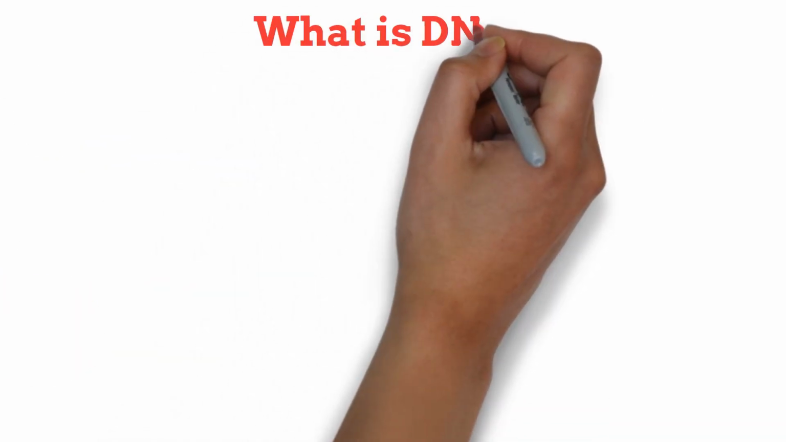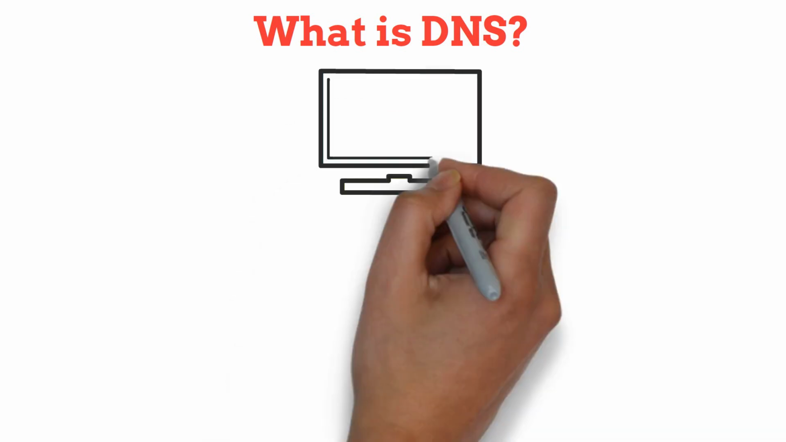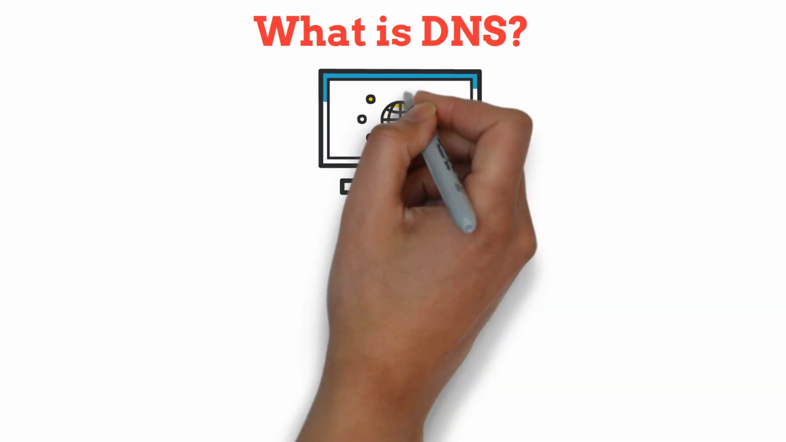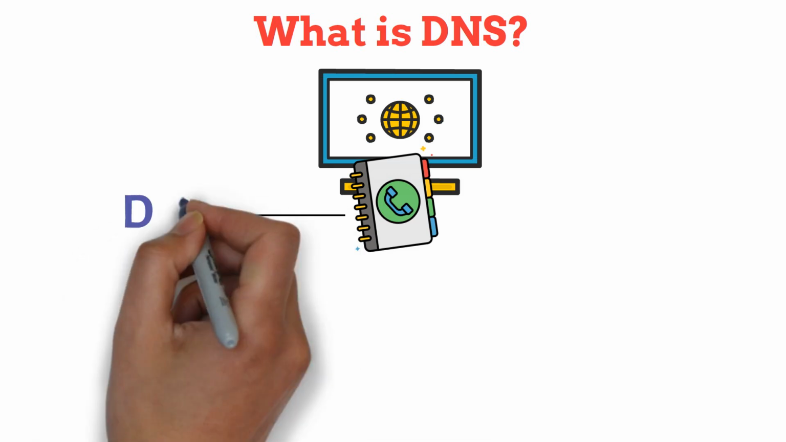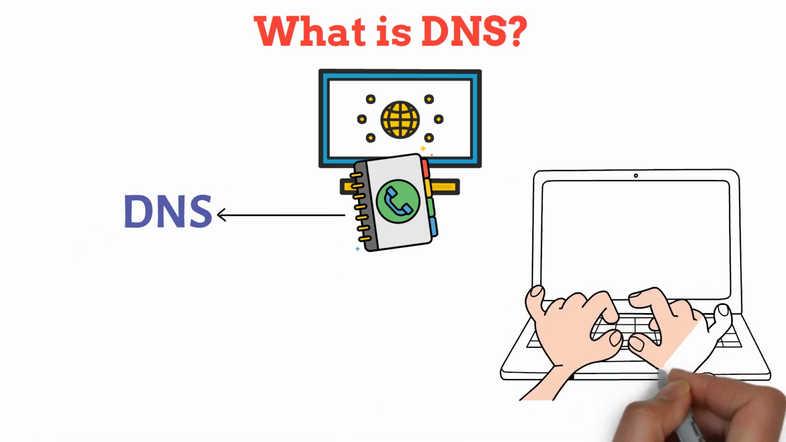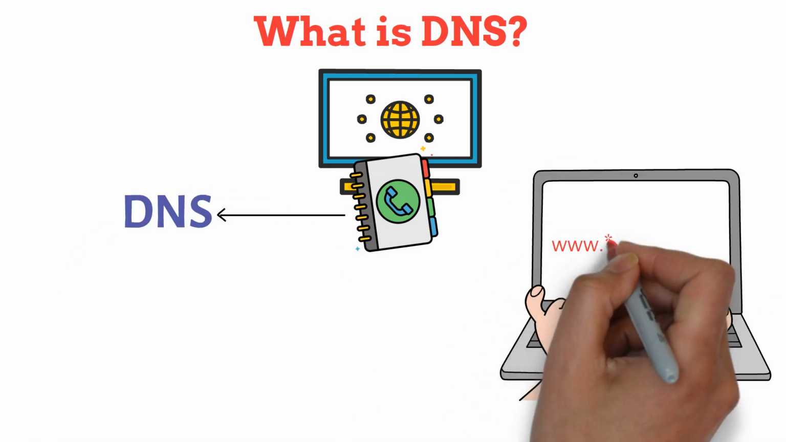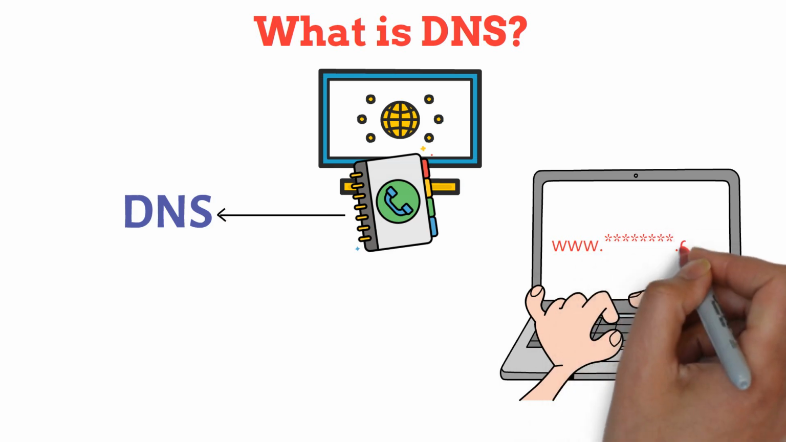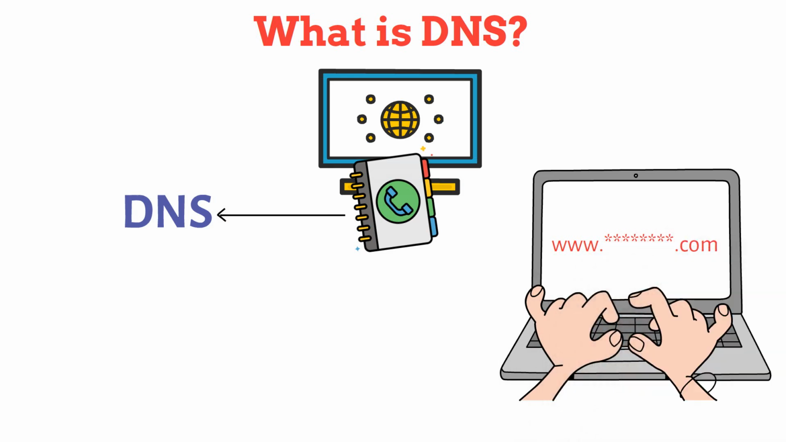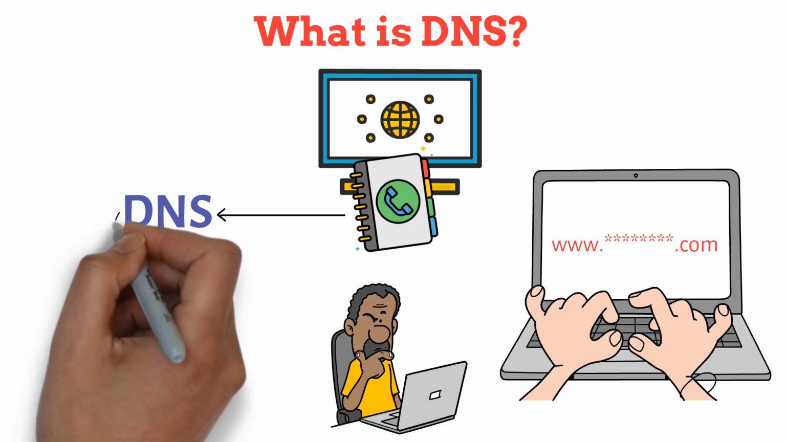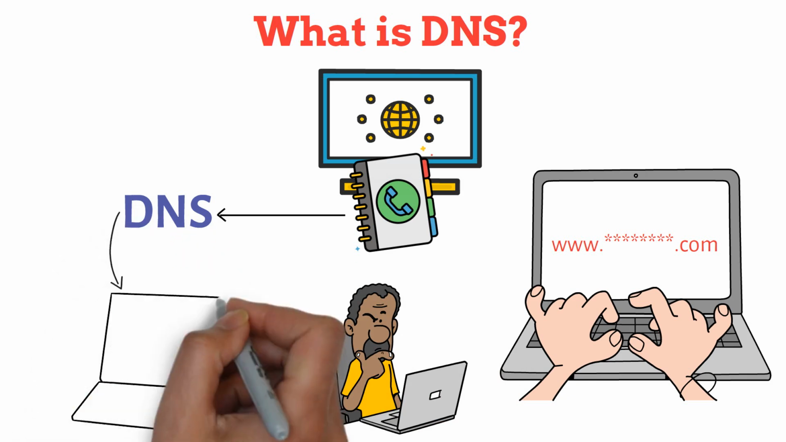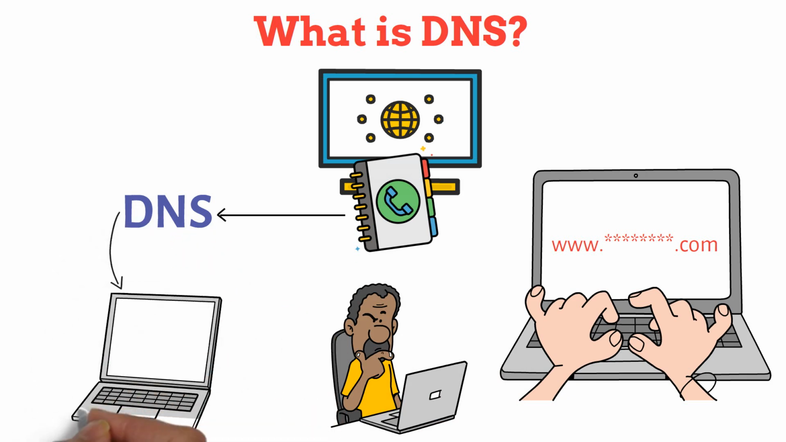So, what is DNS? Imagine the internet is a giant phone book. DNS is like the phone book of the internet. It's what allows us to type easy-to-remember website names like www.example.com instead of long, complicated IP addresses like 192.168.1.1. Basically, DNS translates names into numbers that computers can understand.